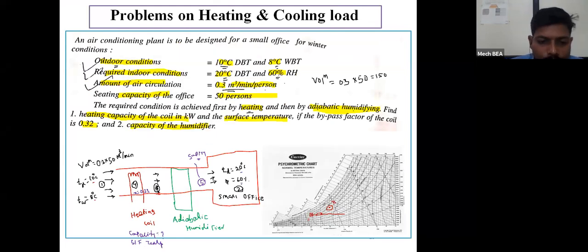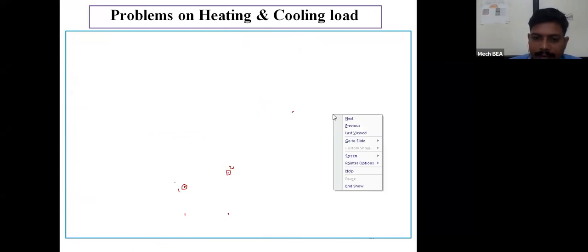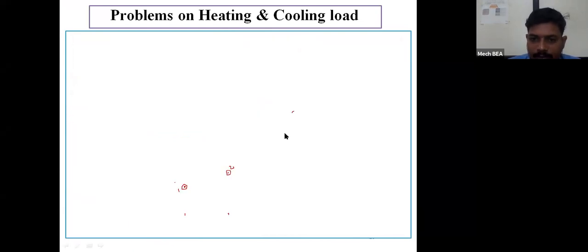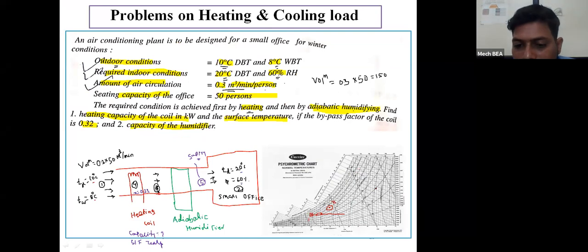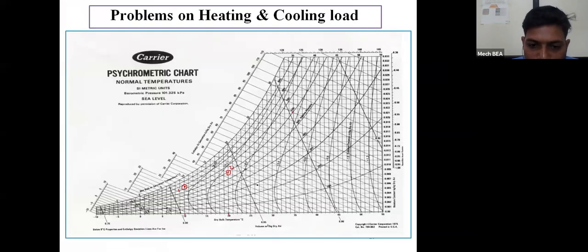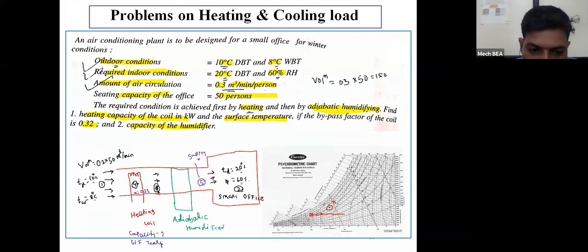So here, as we know, the 3 to 2 process is the adiabatic humidification process, and that adiabatic humidification process will only occur at a constant enthalpy or at a constant wet bulb temperature. So now from point number 2, I will follow the constant wet bulb temperature line. Here, the 1 to 3 process is occurring because of the heating coil, and as I am using the heating coil, that process will be the sensible heating process.